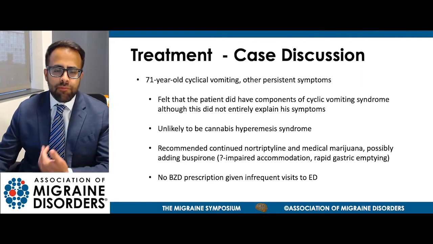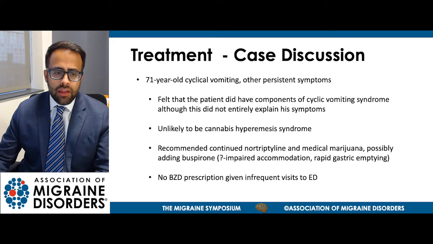In terms of the time frame for his cannabis use versus symptom onset, we didn't feel that it was cannabis hyperemesis syndrome. We thought that he may have had possible impaired gastric accommodation, so we thought about adding buspirone. We didn't prescribe benzodiazepines, though, because he had infrequent visits to the ER.